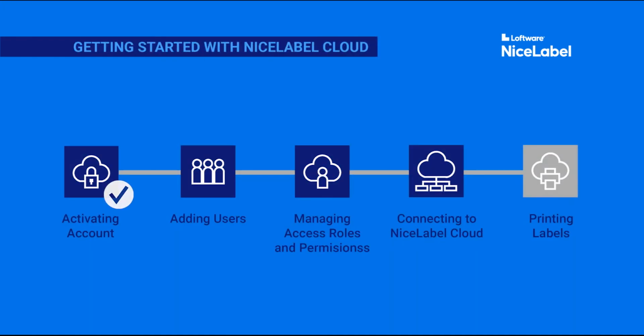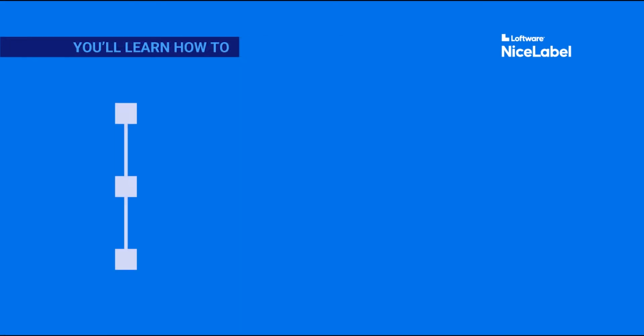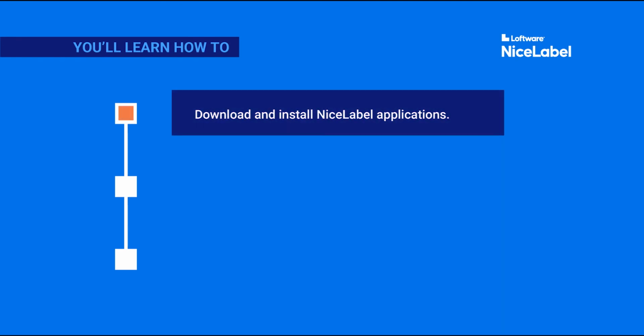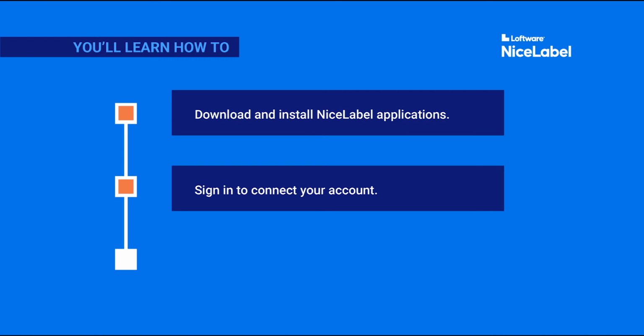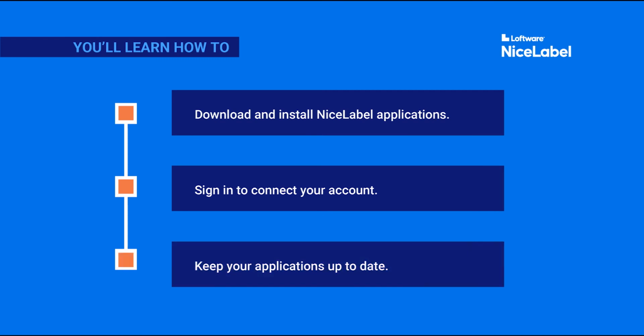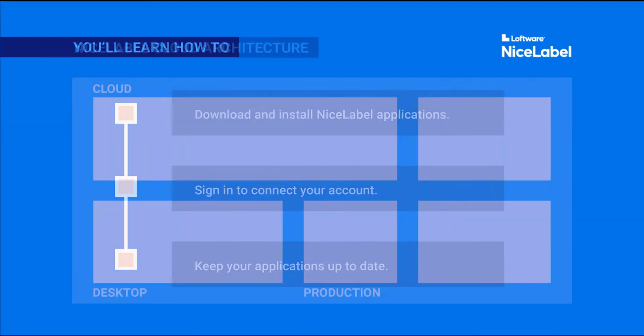You've activated your account, added users, and set up access roles and permissions. Now you're ready to install and connect desktop applications to your NiceLabel Cloud account so you can start printing. In this video, you'll learn how to download and install NiceLabel applications, sign in to connect your account, and keep your applications up to date.